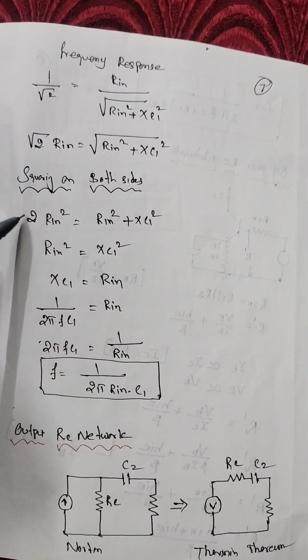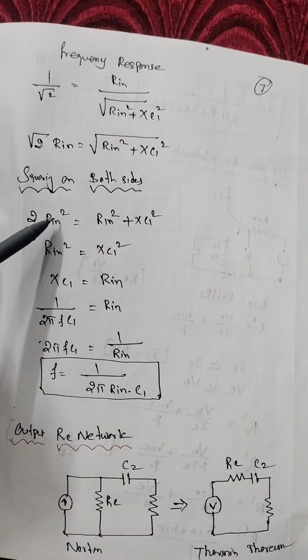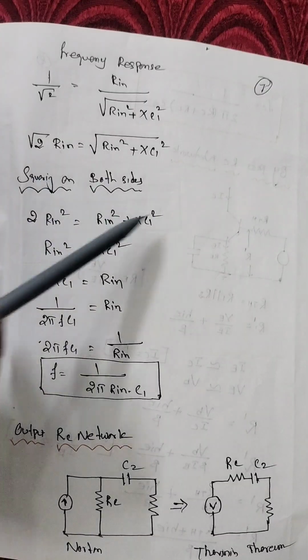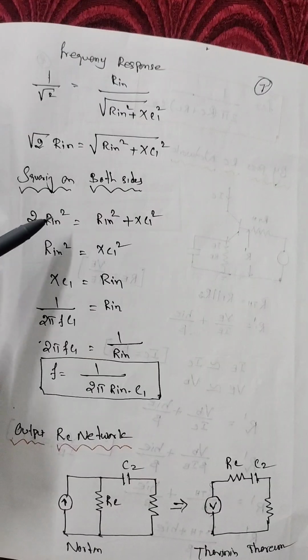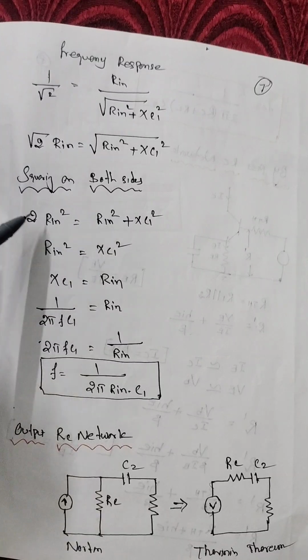root 2 becomes 2, right? Then after that this Rin is nothing but Rin square. Here the root cancels. Now what am I going to do? From this I find out the Rin. How do I find out the Rin? Here 2 Rin square is there, here 1 Rin square is there. So what happens? It becomes 3 Rin square, right?